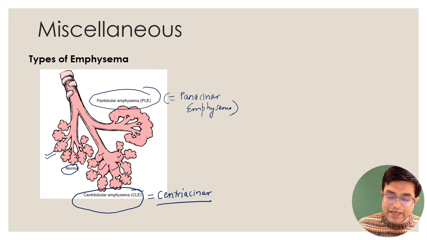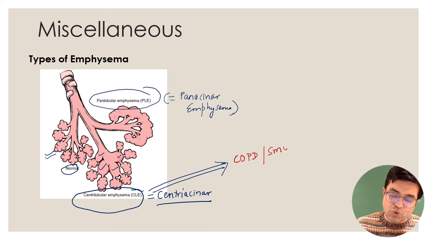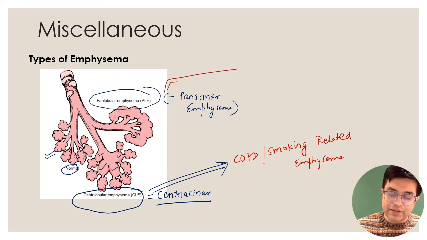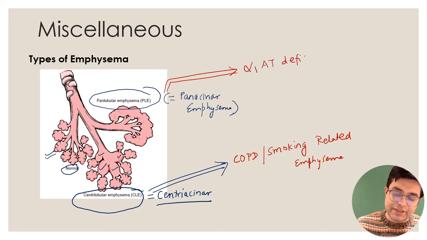So remember, centrilobular and centri-acinar emphysema is found in patients of COPD or smoking-related emphysema, right? And if an MCQ says name one common cause of pan-acinar emphysema, it is likely seen in patients with alpha-1 antitrypsin deficiency. Alpha-1 antitrypsin deficiency, AT stands for antitrypsin.